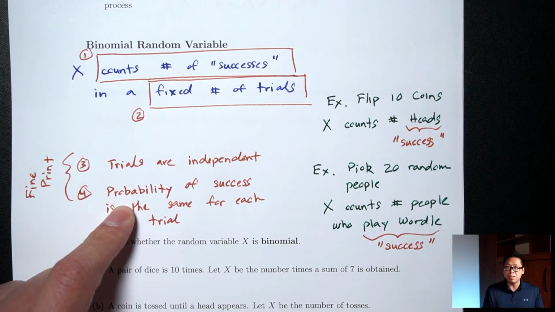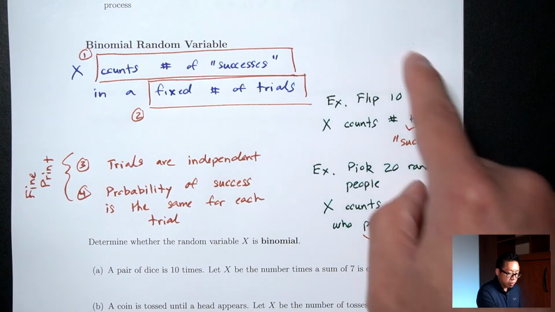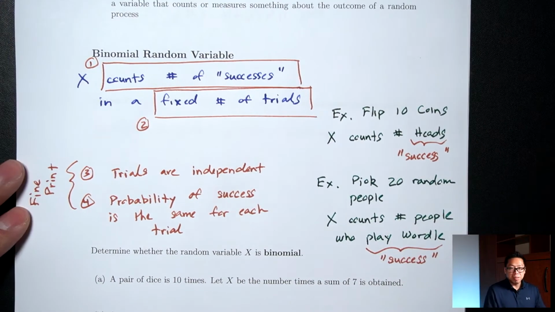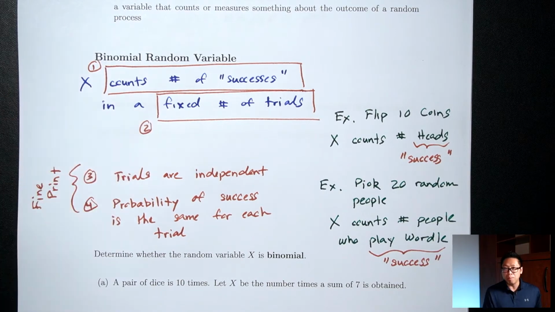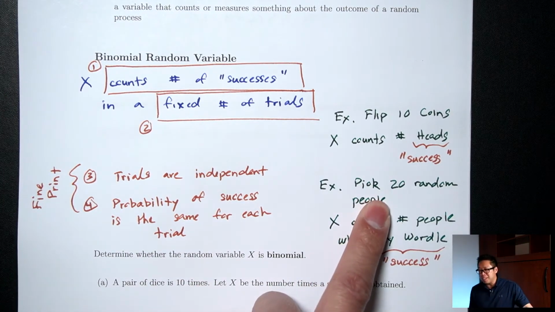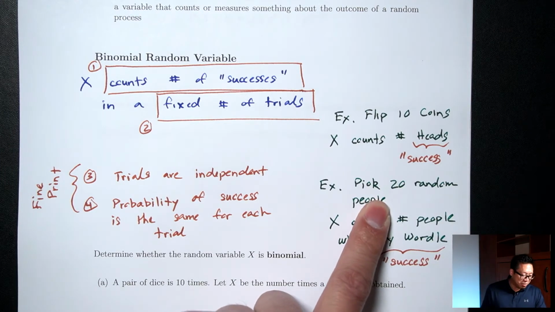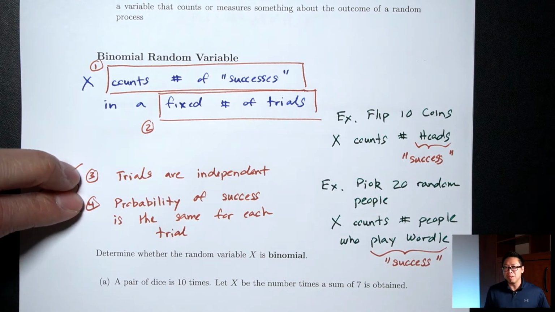So probability of success is the same for each trial. So the flipping coin example is a binomial random variable that satisfies all four requirements. Now, the picking people example doesn't quite satisfy requirement 3 and 4.